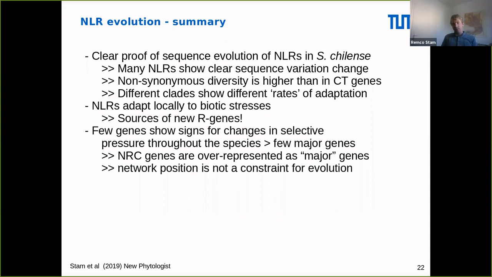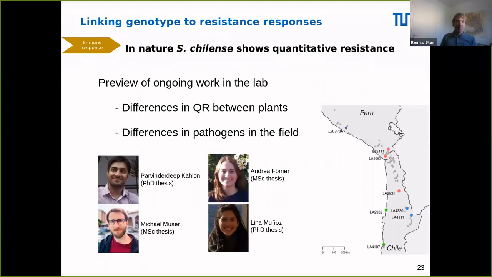But there's something that was kind of bothering us when we were working on this: when we go out in the field, we don't really see this typical R gene black and white resistance. We always see that there is some kind of quantitative resistance in nature. And this is why, in my new project that started about 1.5 years, almost 2 years ago, we're looking into what the quantitative differences for resistance are in Solanum chilense. I'm going to give you a little bit of a preview of what's going on in the lab in the next 5 minutes.